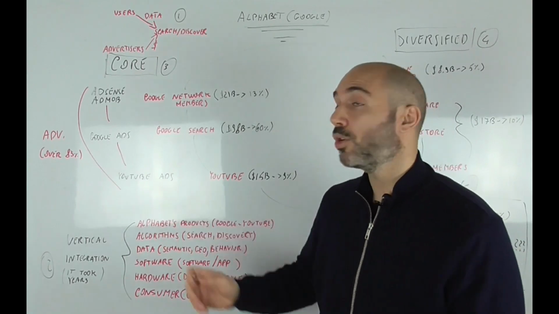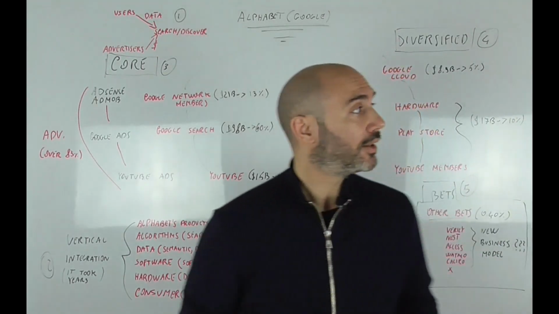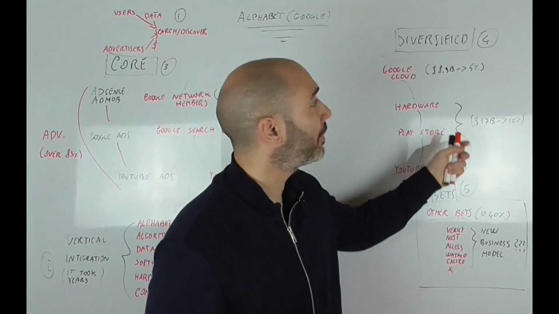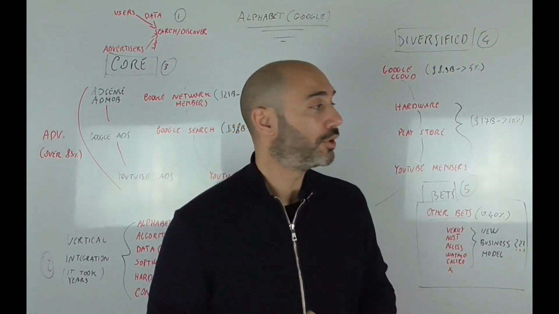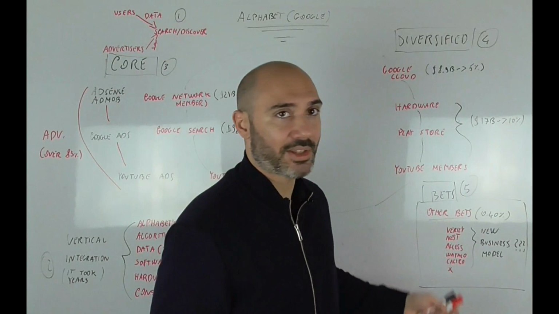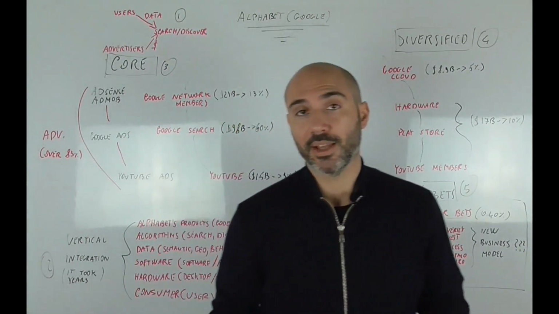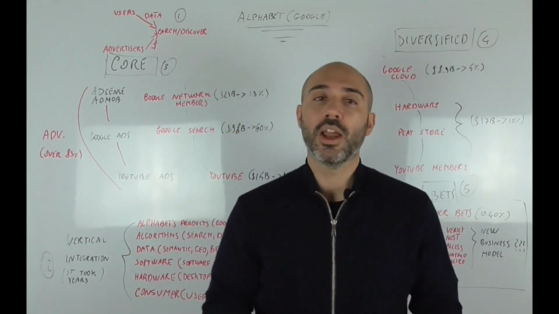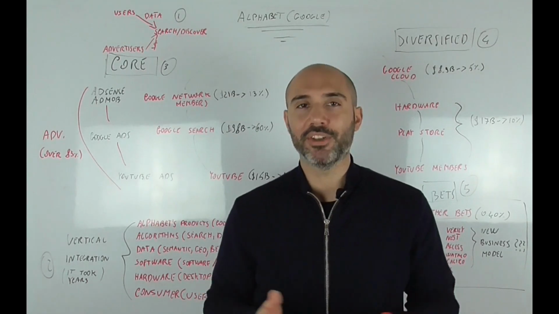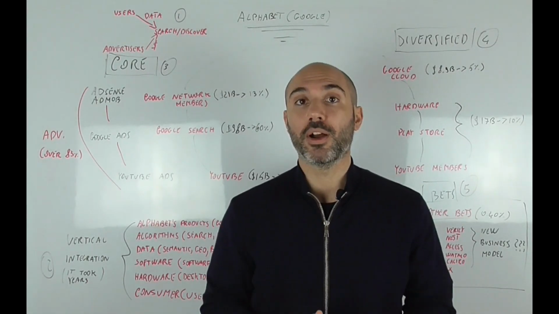Then we look at the core business, and then we look at the diversified part of the business, which is connected to the core business. And as a fifth step, we look at the bets that the company is placing on the future and why it's important to have this kind of structure for your business potentially.